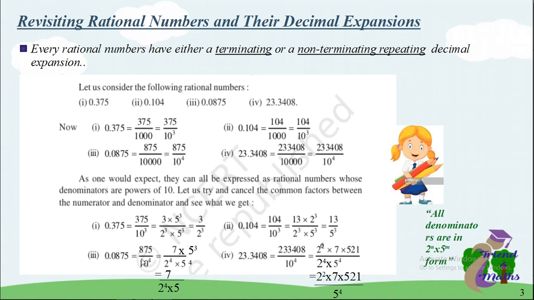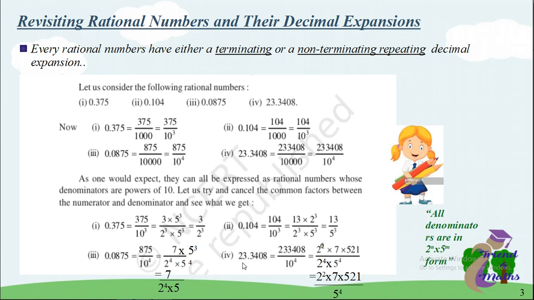Next is 0.0875, which is equal to 875 divided by 10 raised to 4. The prime factorization of 875 is 7 into 5 cube, and the prime factorization of 10 raised to 4 is 2 raised to 4 into 5 raised to 4. Cancelling the common factor 5 cube in the numerator and the denominator, we get 7 by 2 raised to 4 into 5 raised to 1.